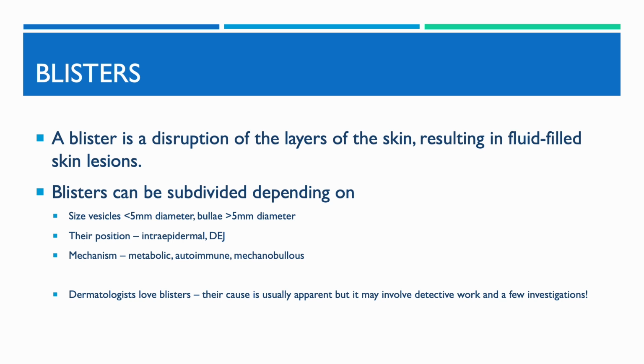We can also describe the mechanism by which the blistering occurs. For example, metabolic blistering conditions such as porphyrias, autoimmune such as pemphigus and pemphigoid, and mechanobullous, where ease of blistering is due to the relatively minor mechanical traumas seen in, for example, epidermolysis bullosa. Dermatologists love blisters. Their cause is usually apparent, but it may involve some detective work and a few investigations.